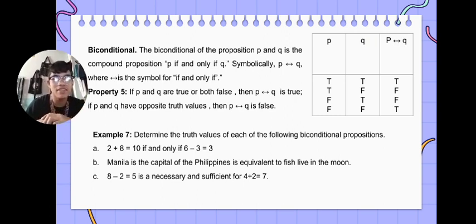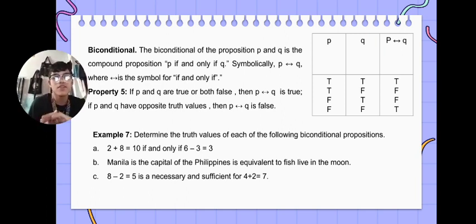Example 7. Determine the truth values of each of the following biconditional propositions. Wait, this should be an example of the biconditional. If P is true and Q is true, then P if and only if Q is true. If P is true and Q is false, then P if and only if Q is false. It is the same as before with the disjunction.